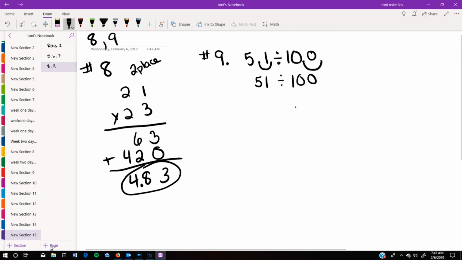Okay, the first number always goes inside the hat, 100 on the outside. 100 can't go into 51, so that's 0. Okay, I'm going to put a decimal point here because I'm out of digits. Once I put a decimal point in a division problem, I can add as many zeros as I want. Now 100 does go into 510 5 times.